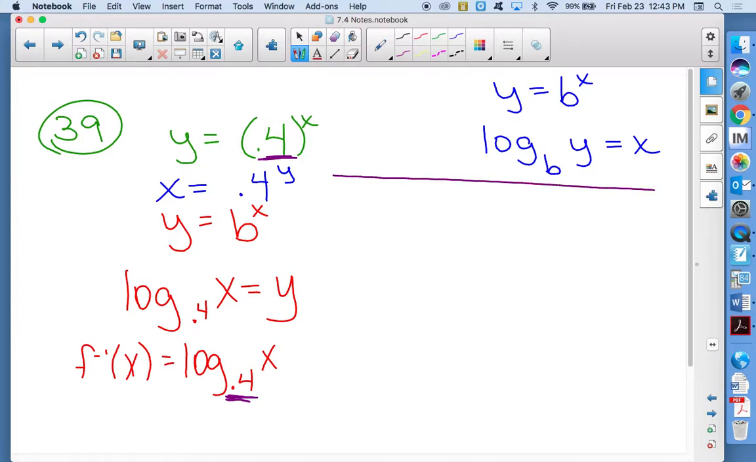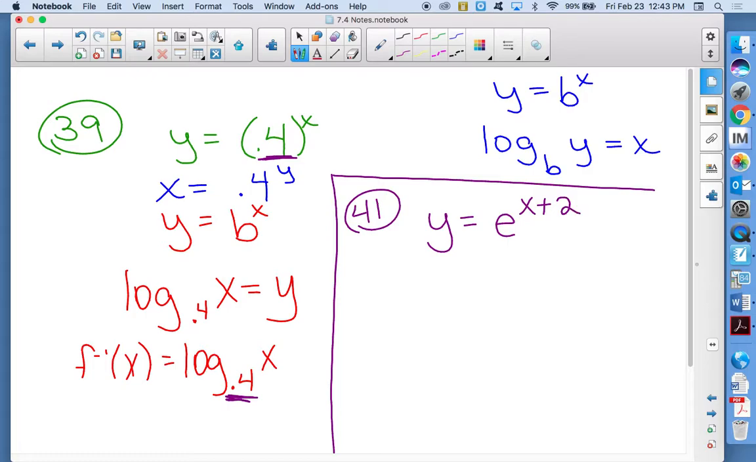The other one, kind of similar to this, number 41, used e to the x plus 2. So y equals e to the x plus 2. Yeah, that's exactly what it says. So if we want to start finding the inverse, the first step is to switch x and y. So x equals e to the y plus 2. If you have an exponent and you need to change it to its inverse, it has to go to log form. So currently, here's my y equals b to the x. All of this represents x.